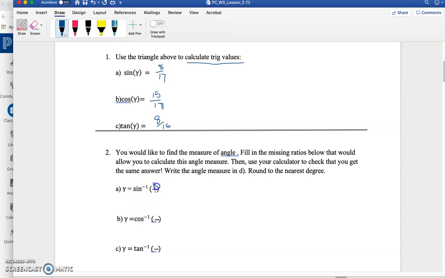So 8 over 17, right? All right, our next one, we said cosine is going to be 15 over 17. My beautiful handwriting. And then 8 over 15 is our tangent. All right, so this step you cannot do without a calculator. We need to go use a calculator.